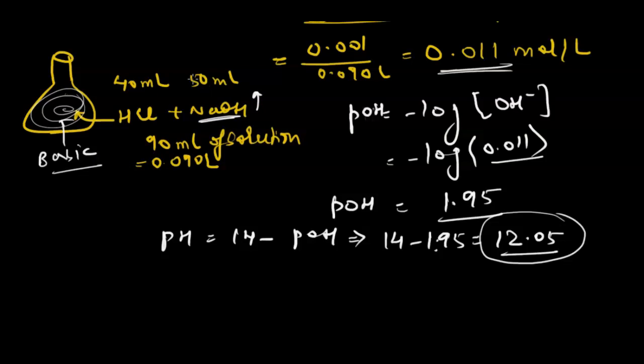And this is how we calculate pH in an acid-base titration experiment at different times of addition of the base into the titration flask.